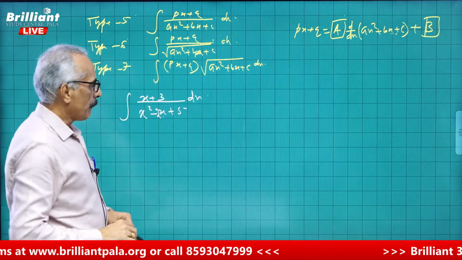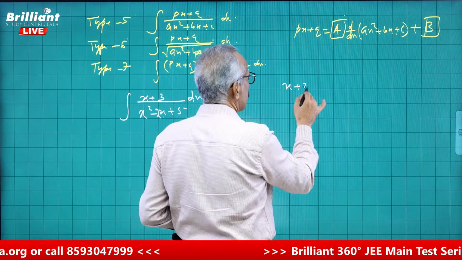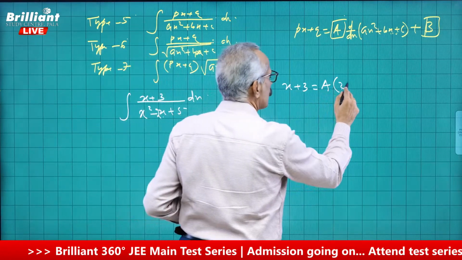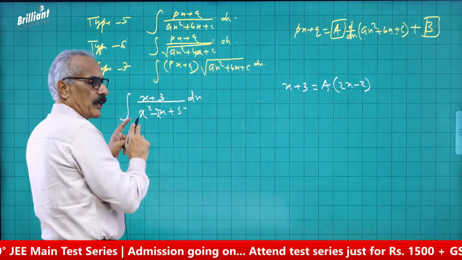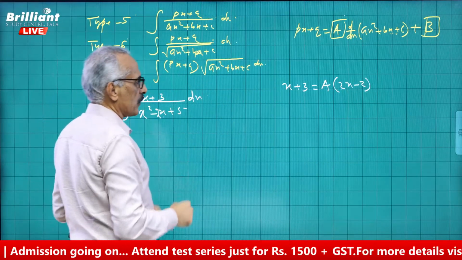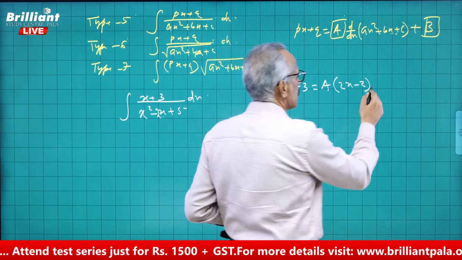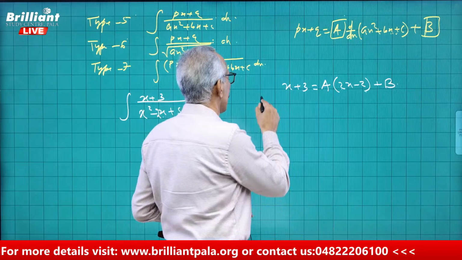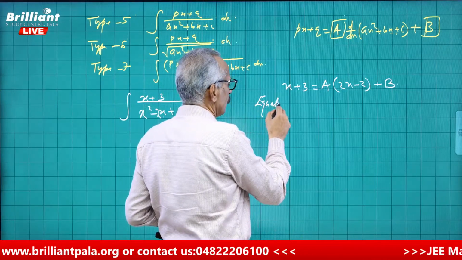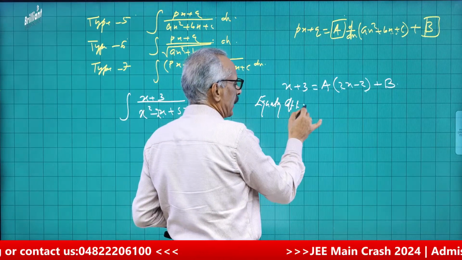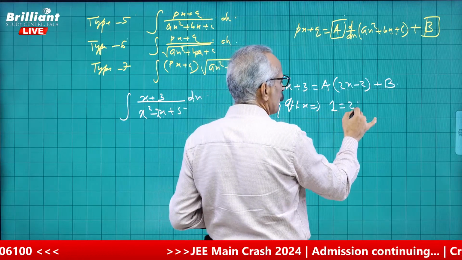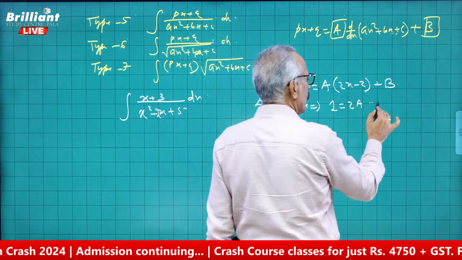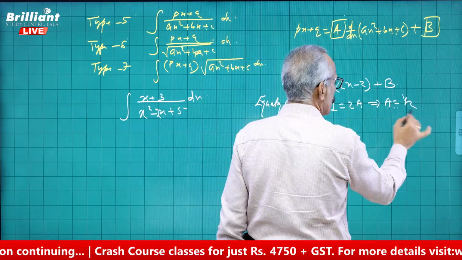Look, x plus 3. Now, the method is this. I write x plus 3 is equal to a into the derivative of the denominator, that is 2x minus 2. Derivative of x square is 2x, derivative of minus 2x is minus 2, derivative of 5 is 0, plus b. Now, we equate the coefficients of x on both sides. Equating coefficients of x, 1 is equal to 2a. Therefore, a is equal to 1 by 2.